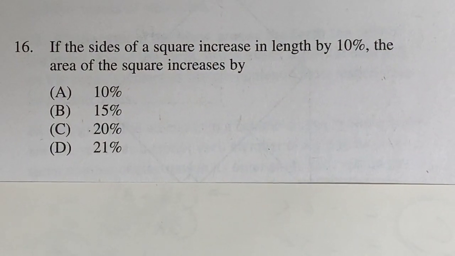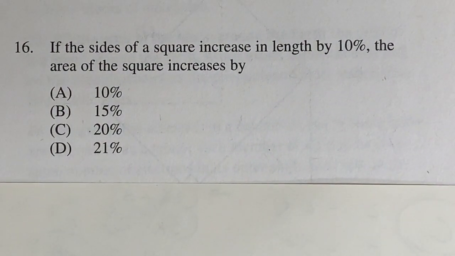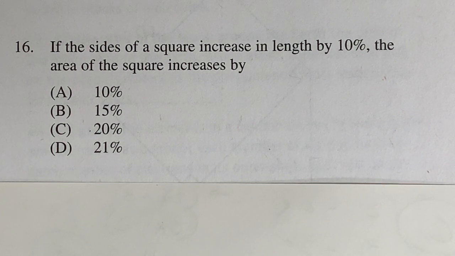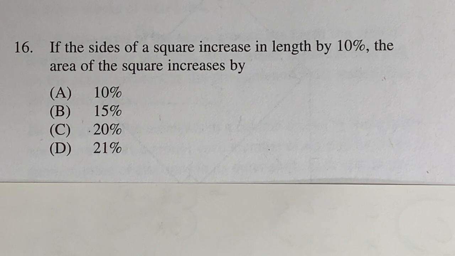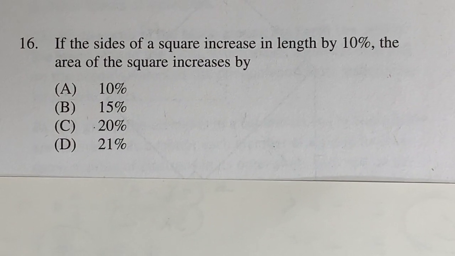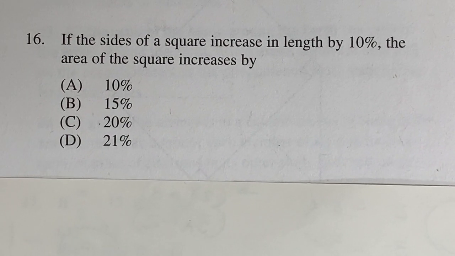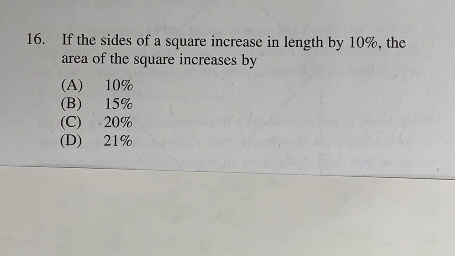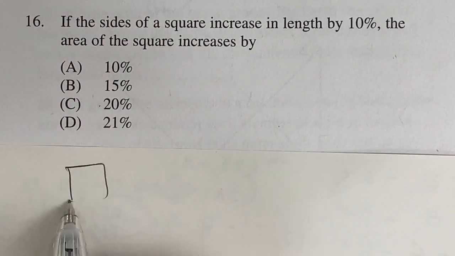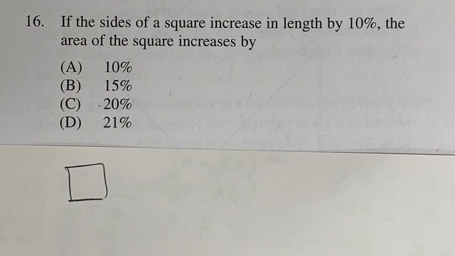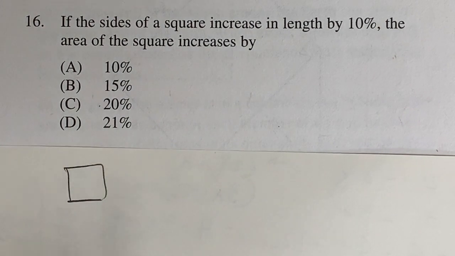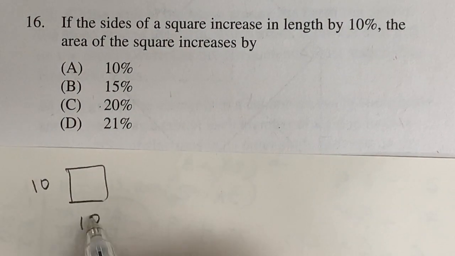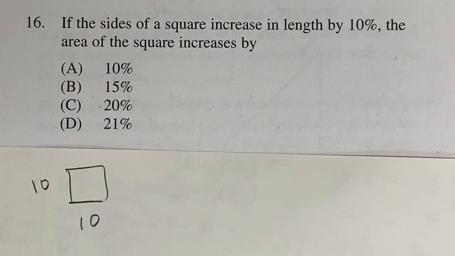This is question number 16. If the sides of a square increase in length by 10%, the area of the square increases by. Okay, in a question like this, it's always good to make a random square. I'm going to choose 10, only because 10 is a very easy number for me to do an increase by 10%.